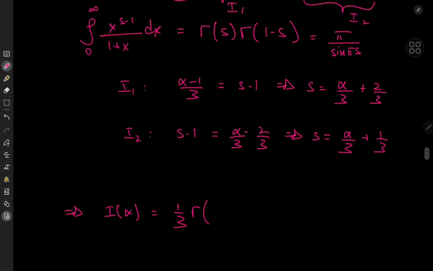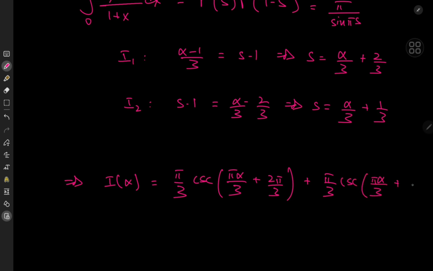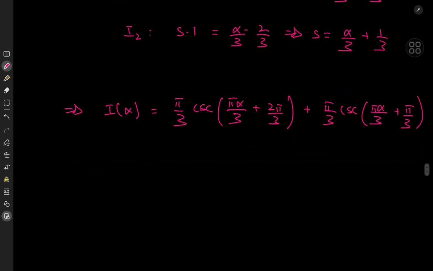by the reflection formula. So that means we're left in the first case, for the case of the first integral, with pi by 3 times the cosecant of pi times, okay, so we have pi alpha by 3 plus 2 pi by 3, plus pi by 3 times the cosecant of pi alpha by 3 plus pi by 3. Okay, cool. And by the way, if anyone's looking for a proof video on the reflection formula, link in the description below. So that's I of alpha.